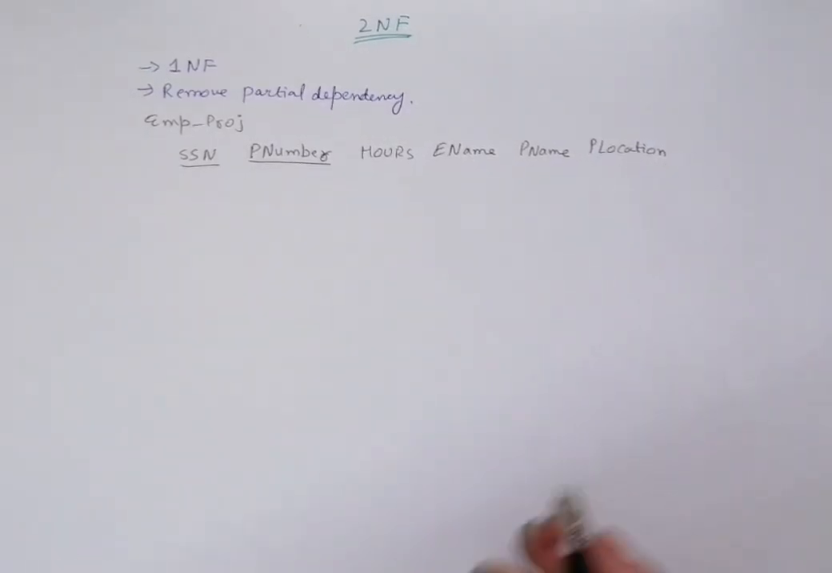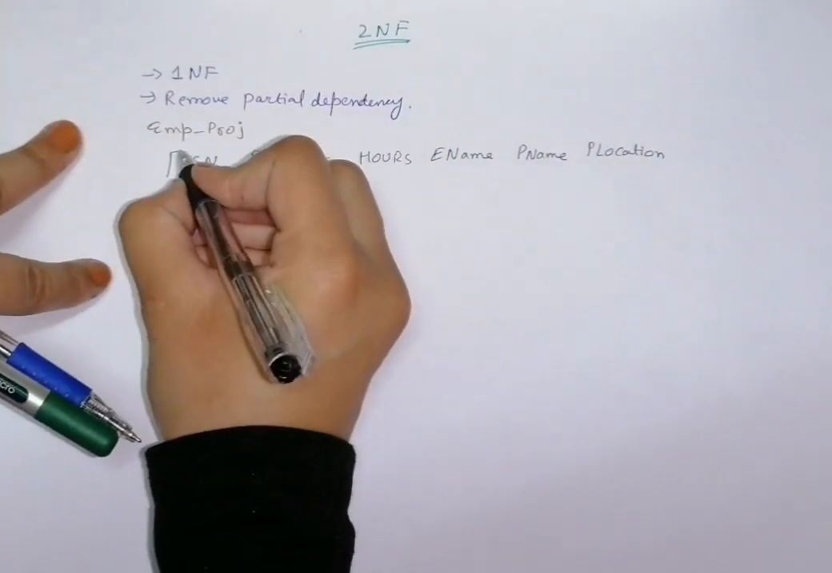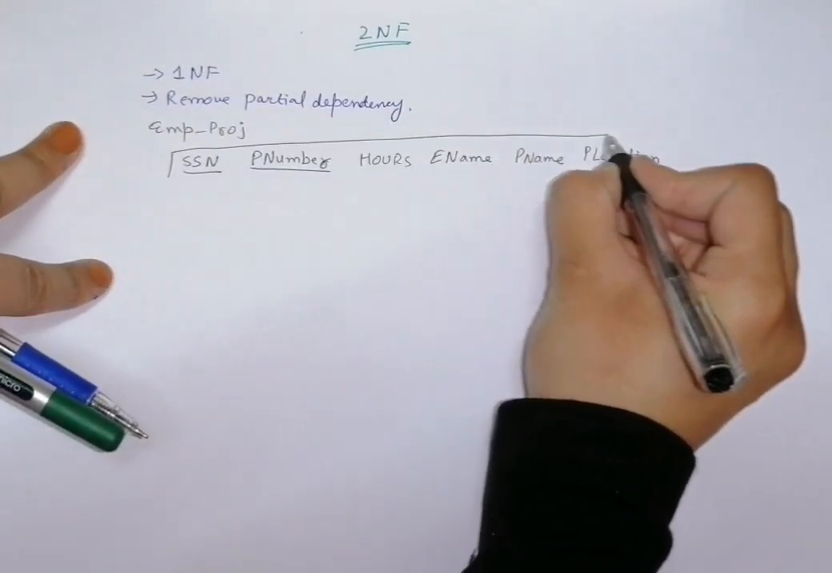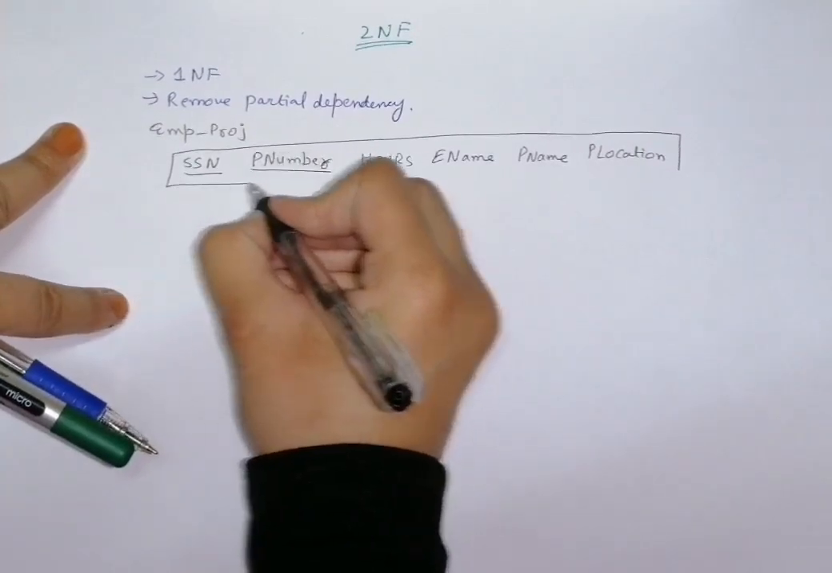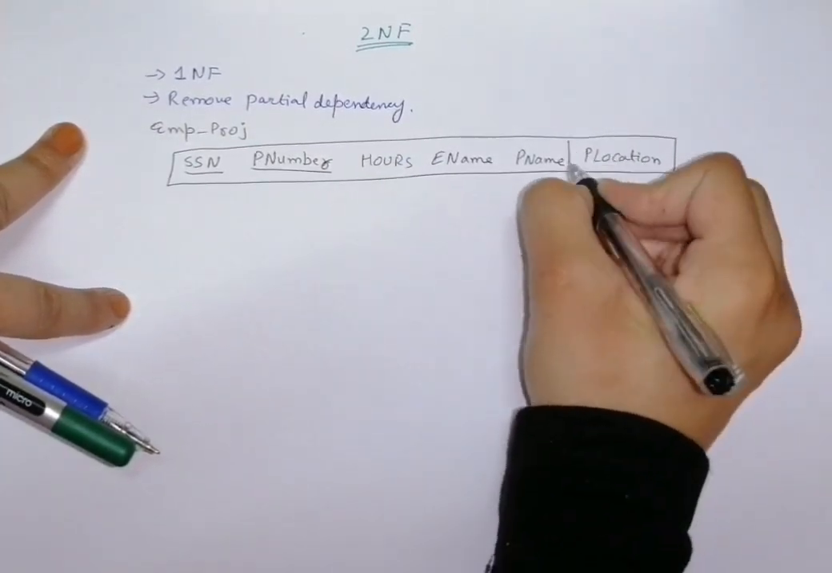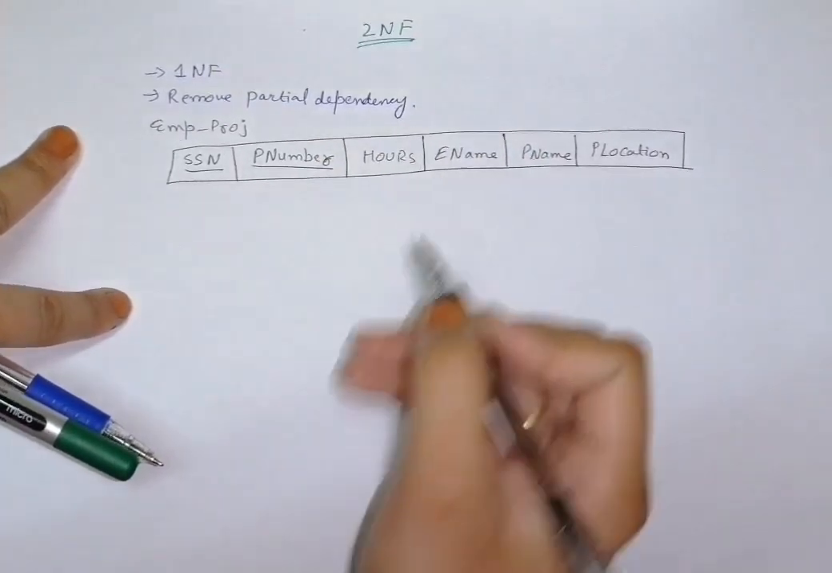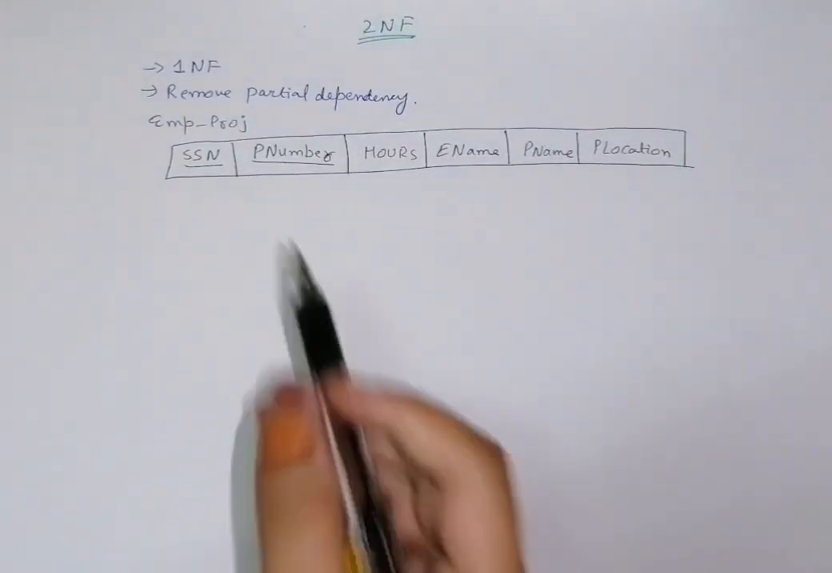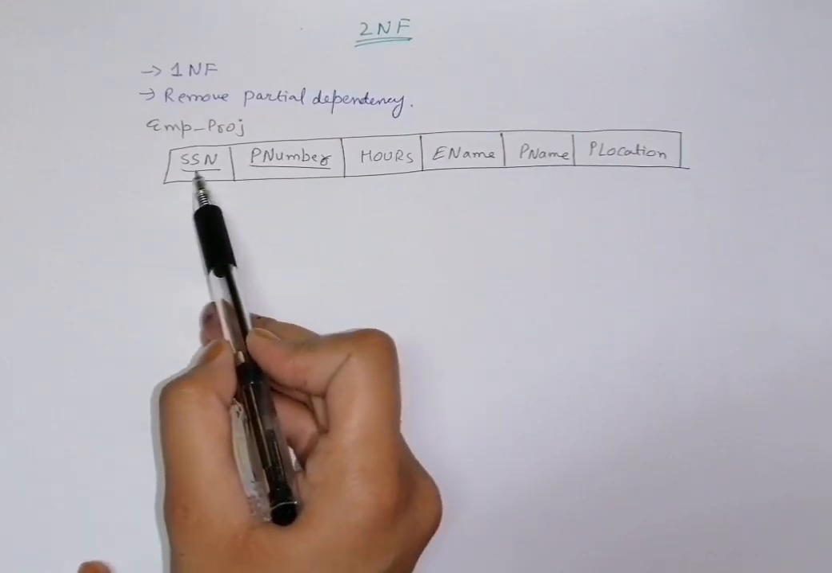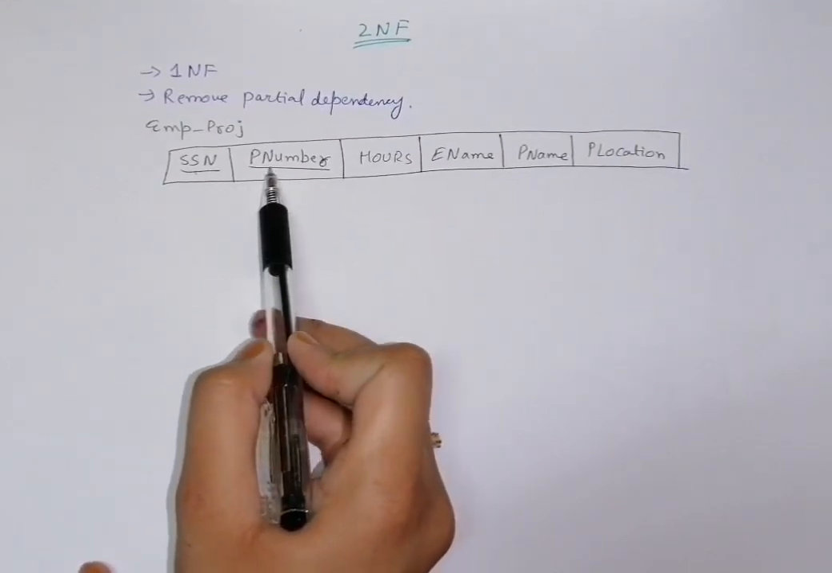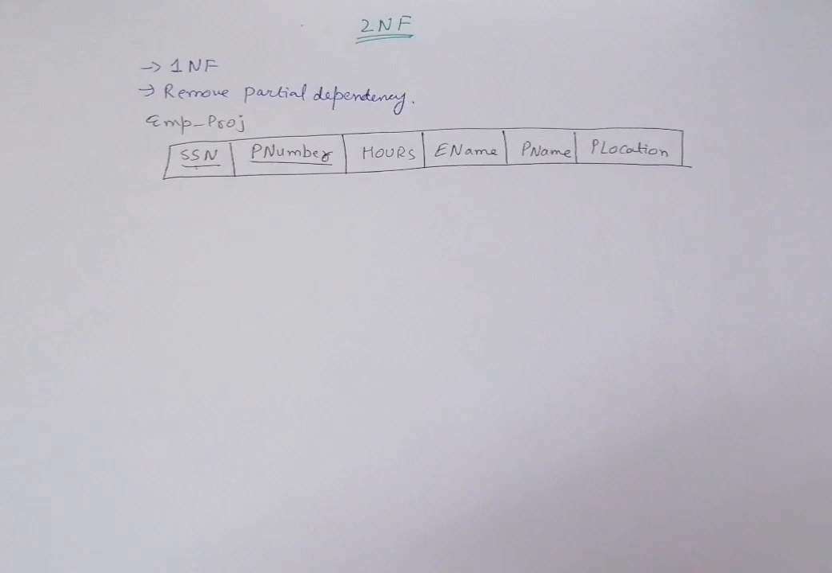We are considering it as a single atomic, single valued attribute. Let me draw the boundaries of the schema properly like this, so that we can understand what these attributes are and how they are related. Here you can see our primary key is composed of two different keys, SSN and P number. So the primary key is basically a composite key.